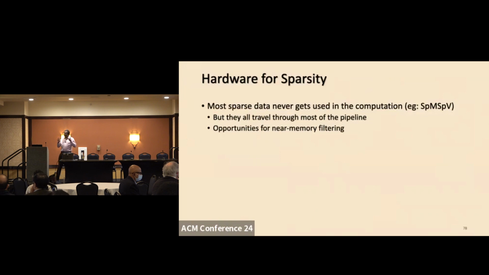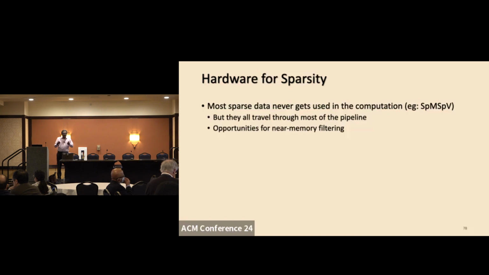So let me finish by talking a little bit about hardware, because we are in the FPGA community. I believe sparsity is a really good channel for FPGAs for 3 reasons. First, most sparse data in a computation never gets used. You bring the entire data structure all the way to the ALU and realize, oops, it's an intersection. I throw away 99% of the data.